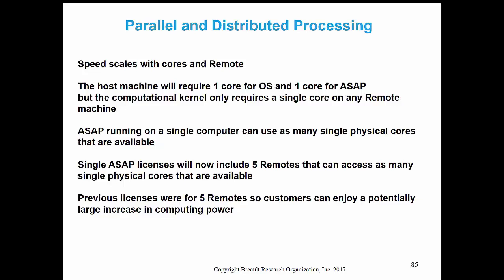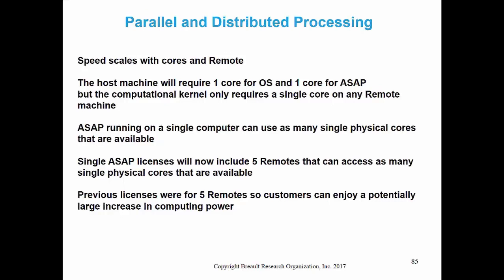And single ASAP licenses will now include 5 remotes that can access as many single physical cores that are available on that machine. Previous licenses were for 5 remotes, so customers can enjoy a potentially large increase in computing power. Let's now look at a couple of parallel processing examples that illustrate the power of ASAP NextGen's parallel processing.